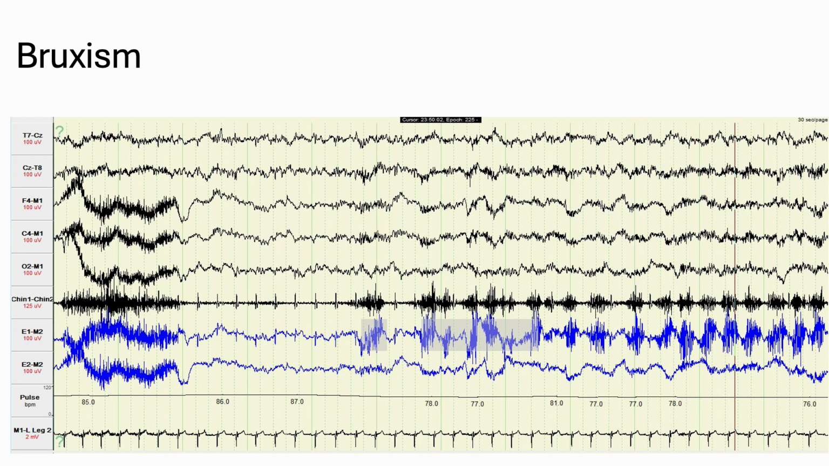Here's a study I ran a few years ago. If you remember how to put the EOG on, one electrode goes above the eye and one goes below. Here, E1 is below the eye, and it's near the masseter muscle, and it's picking up this bruxism very well. It's pretty much doubling the chin wire there. I remember this patient. He had Down syndrome, and it sounded like he was crushing rocks in his teeth all night. That's bruxism.